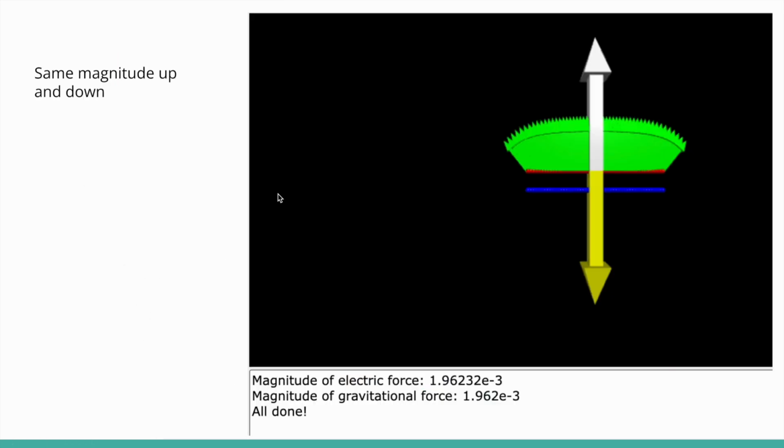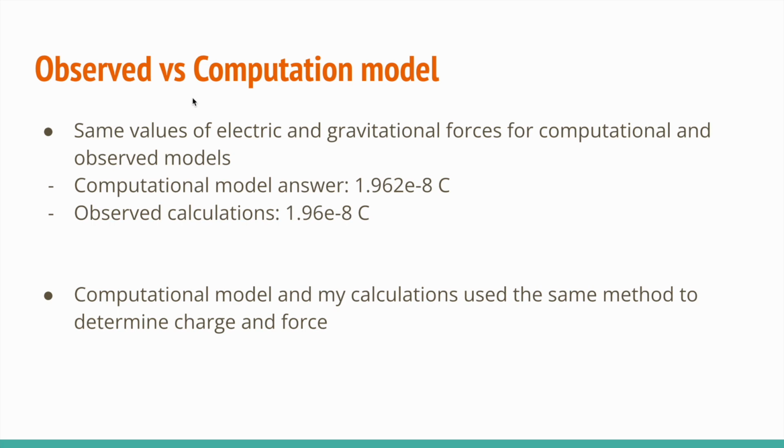So that computational model is displayed here with the blue line being tape A, the red line being tape B, the green arrows being the electric field, the big white arrow being the electric force, and the yellow arrow being the gravitational force acting downwards. You can see that the electric force and the gravitational force have the same magnitude. So we found through the computational model that the electric and gravitational forces had the same values for both the computational and observed models. The computational model was only 0.002 off of the observed calculations.